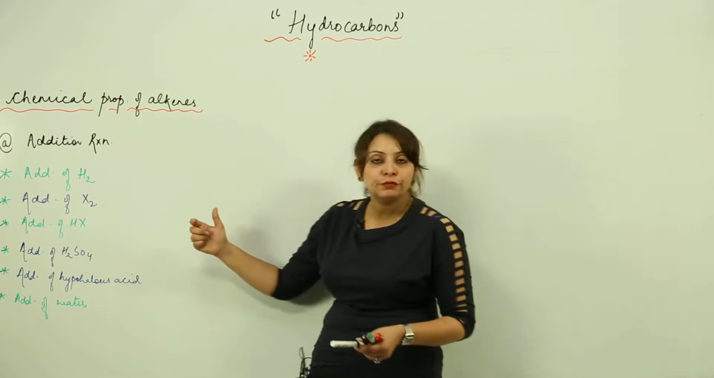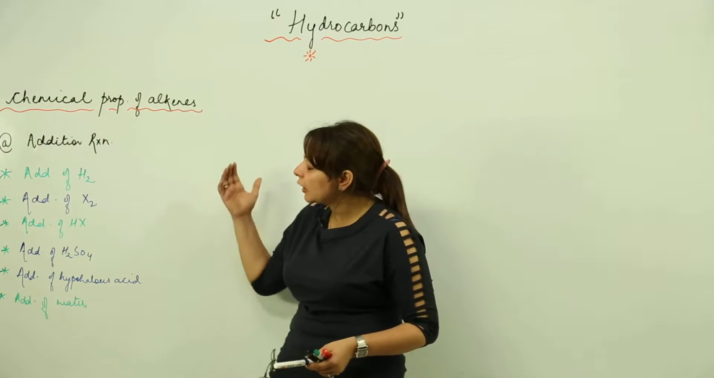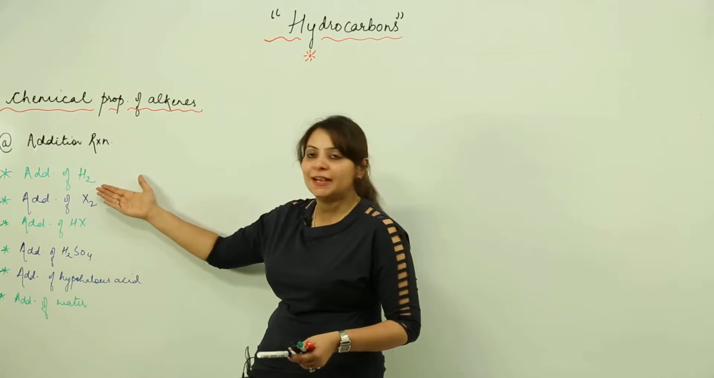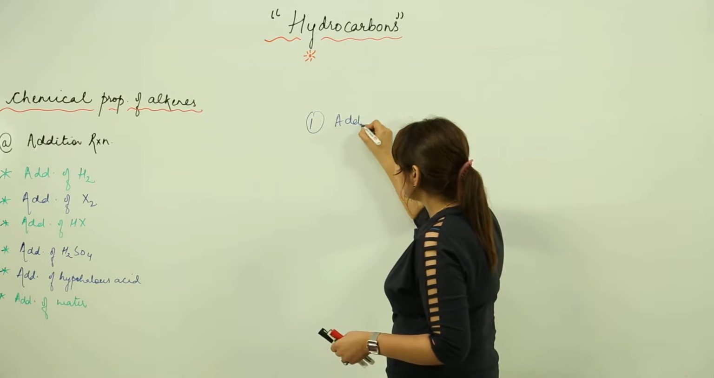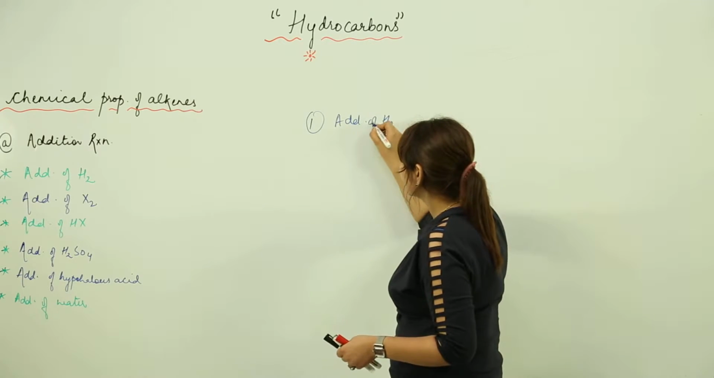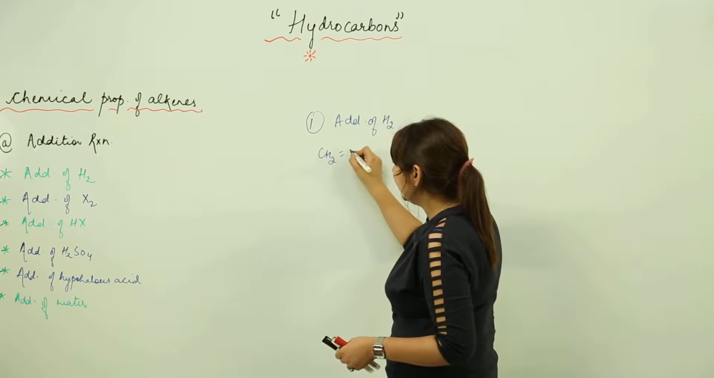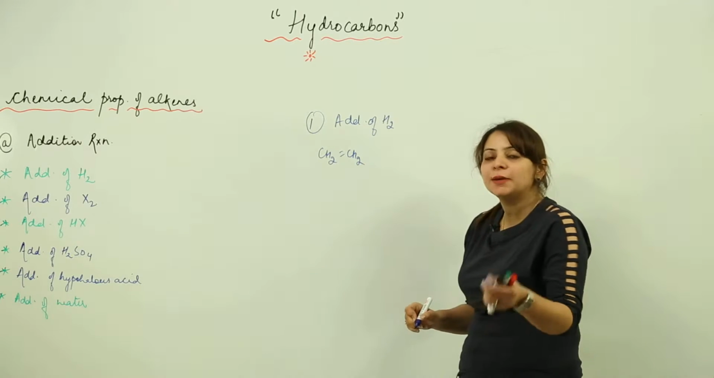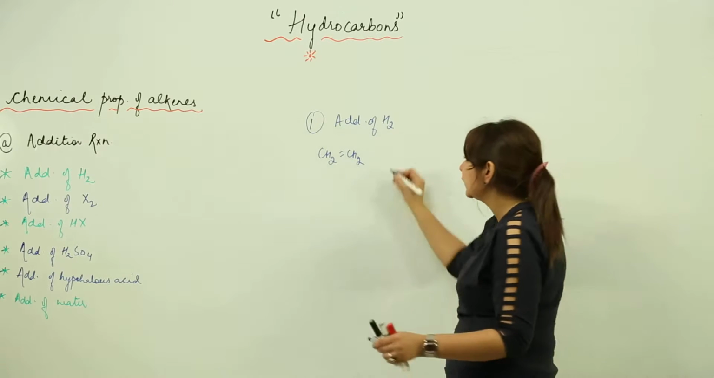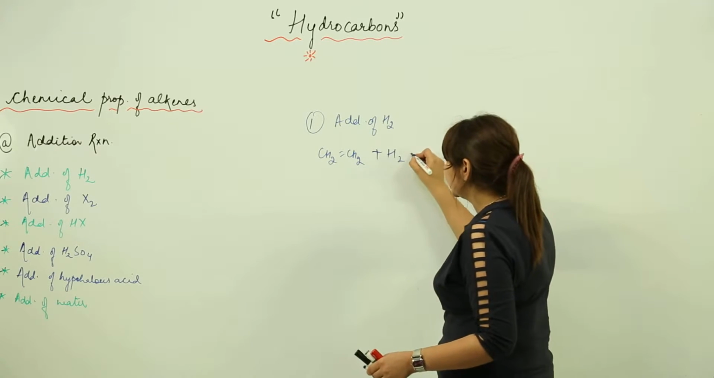So here we have a few addition reactions for you. Out of them, the first is the addition of hydrogen. So let's see what the addition of hydrogen is. So let's say this is my alkene. You can take any alkene, right. As I have taken ethene, you can take propene, butene, pentene, any of that. We are adding hydrogen to it.